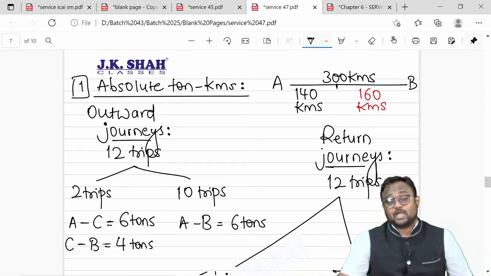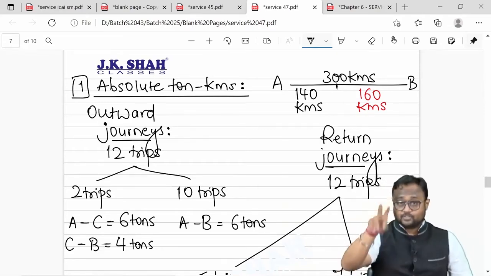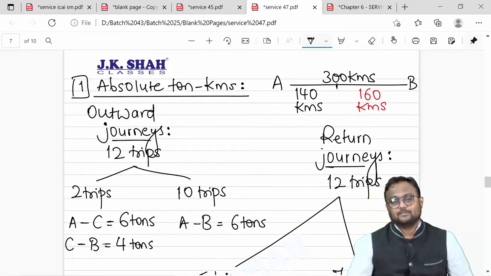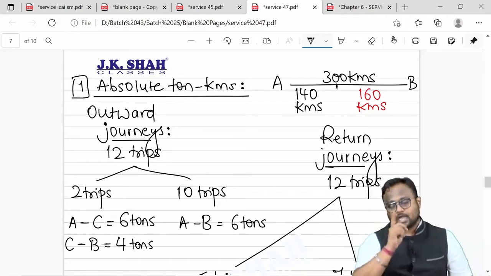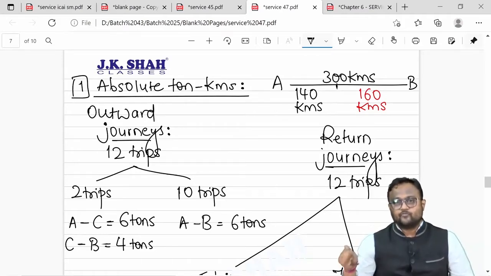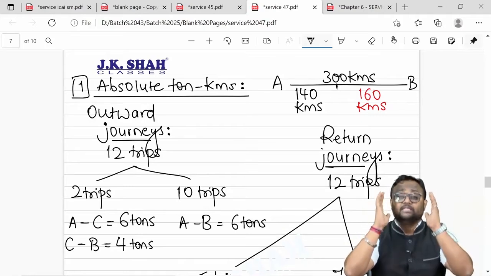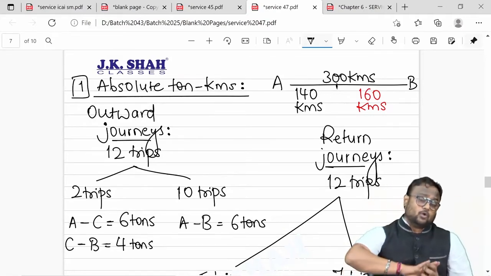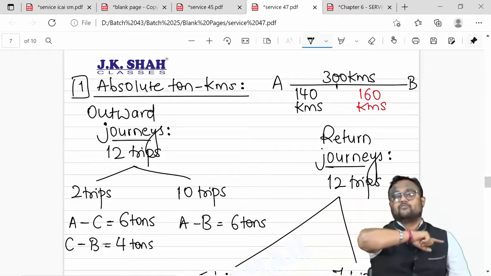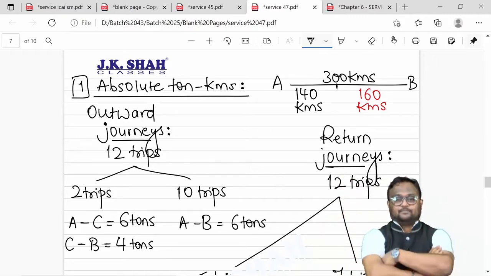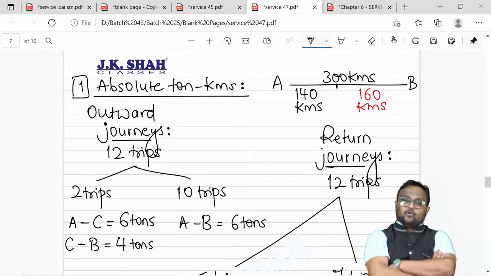Since there is a change in the load, I have to break the journey. Out of 12 trips, twice it has happened that from A to C, you carried 6 tons. You started with 6 tons at A. At C, you unloaded 2 tons. You were left with 4 tons inside the truck. So from C to B, you must have traveled with 4 tons. So A to C, 6 tons. C to B, 4 tons. 140 kilometers with 6 tons, 160 kilometers with 4 tons.